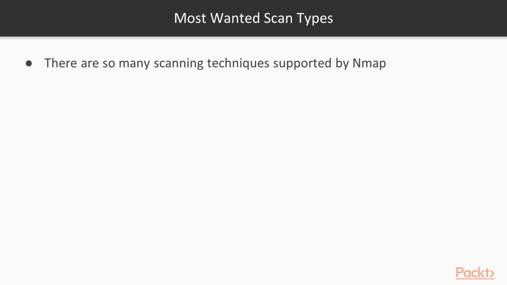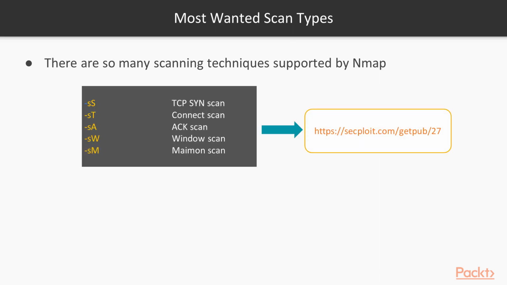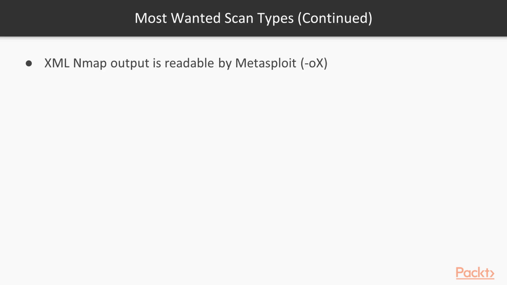There are so many scanning techniques supported by Nmap. As shown, there is a TCP Stealth Scan, or Connect, or others. If you are interested in learning more about Nmap, you can just visit the mentioned reference. The output generated by Nmap, which is XML, is readable in Metasploit. All you have to do is just specify -oX to export the results.